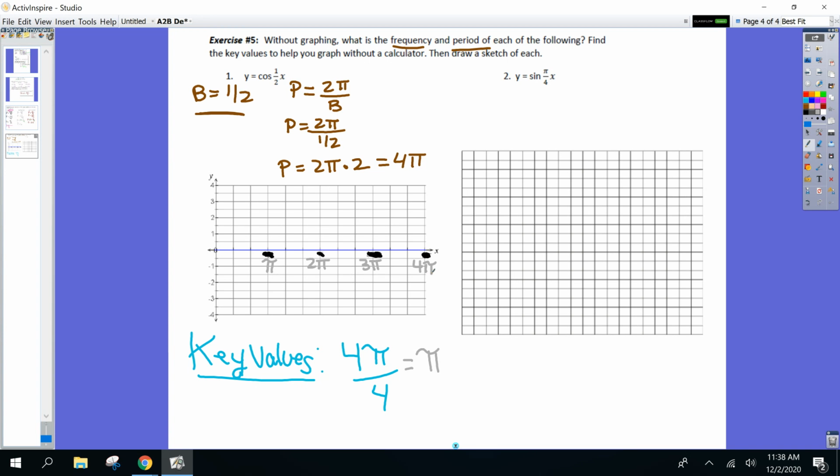Everybody, I know we're going to do one more. We got more practice at it. How to label our x-axis: you take your period, always divide by 4. And that's what I go by.